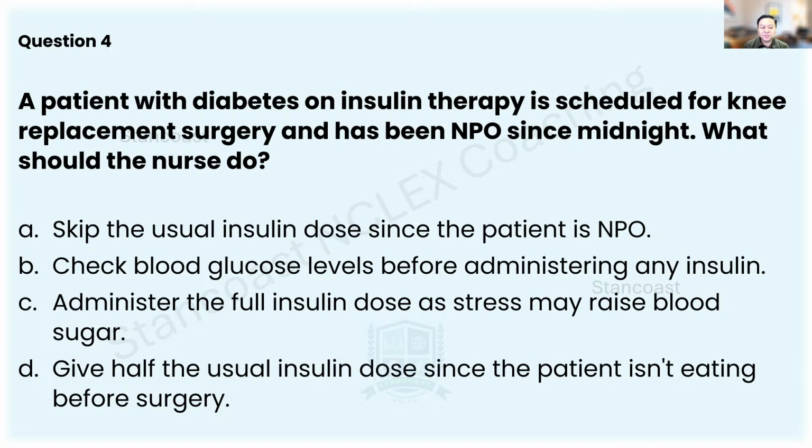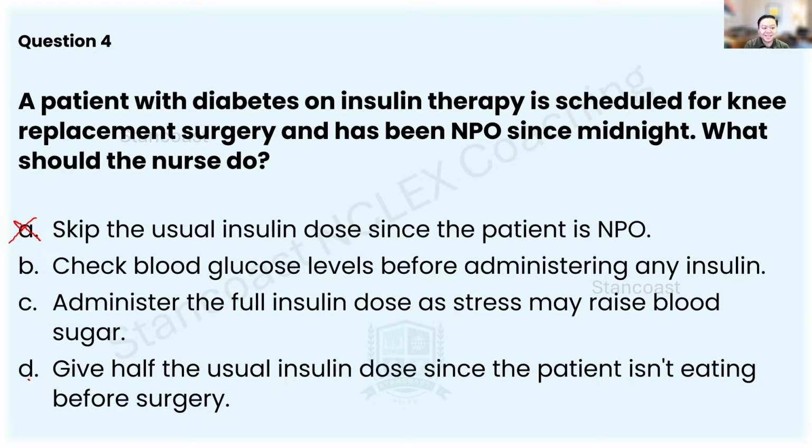If you're going to do letter A, skip the usual insulin dose since the patient is NPO, and withhold the insulin without assessing the blood glucose levels first, this might cause hyperglycemia in your patient. We know that stress in the form of a surgical procedure can really impact their blood sugar levels. So just withholding it without assessing is some form of neglect. We are going to eliminate letter A.